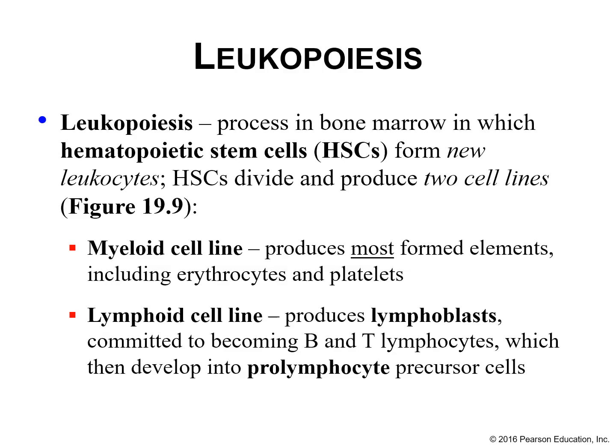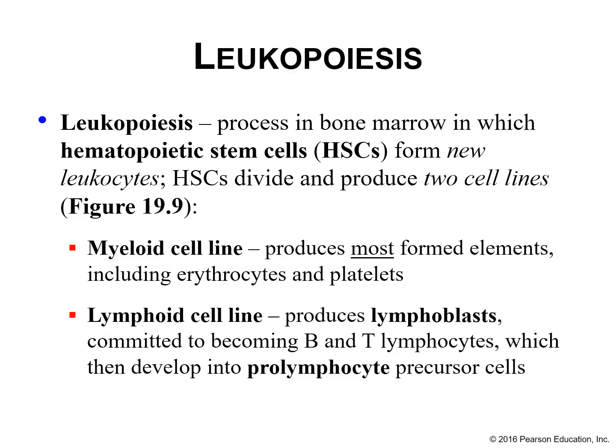Now, we said erythropoiesis is basically the production of red blood cells in the bone marrow, in the red bone marrow. Now we'll look at leukopoiesis, the production of white blood cells in the red bone marrow. So leukopoiesis is a specific process in the bone marrow in which it's the same hematopoietic stem cells that produce the erythroblasts, but in this case, they're formed into leukocytes.